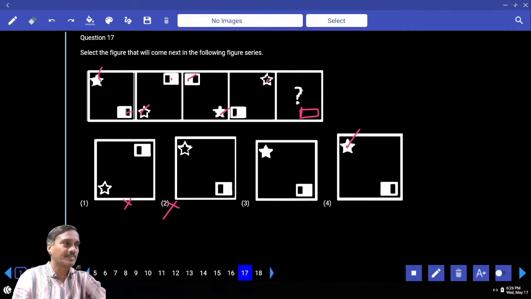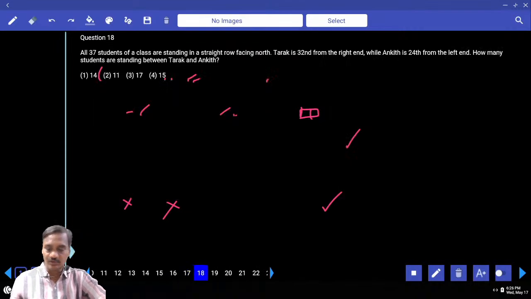Now right hand side vacant, left hand side vacant, right hand side, left hand side, right hand side. Now right hand side vacant. Choice 4 is the answer. Then coming to question number 18.